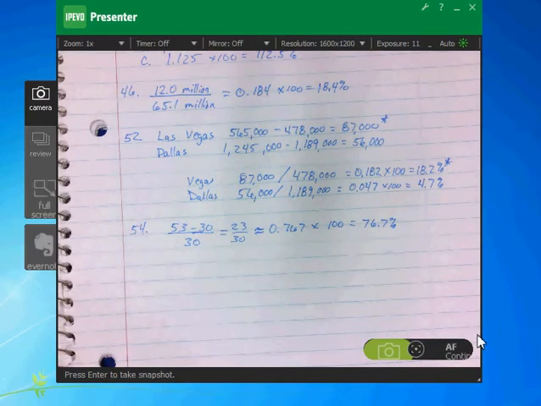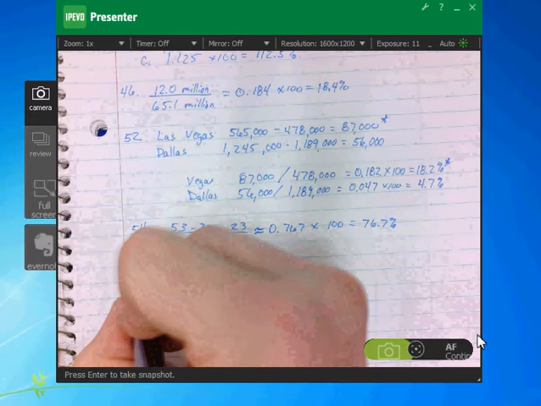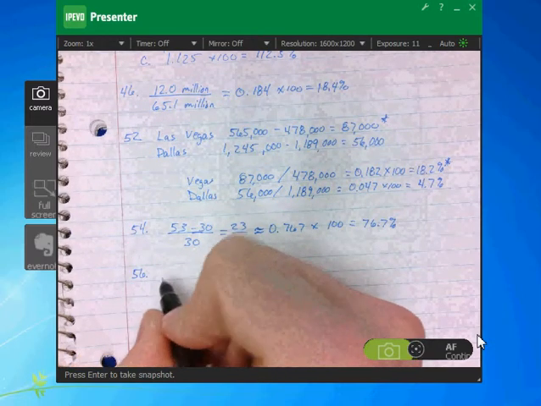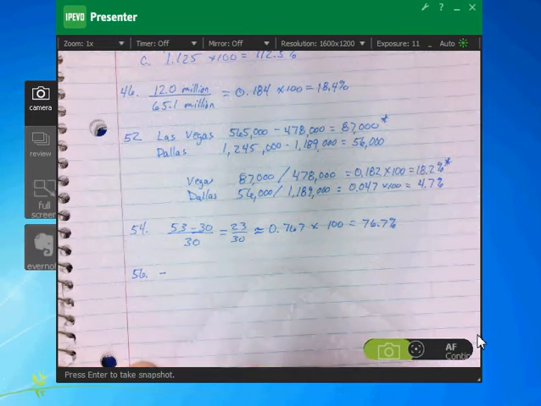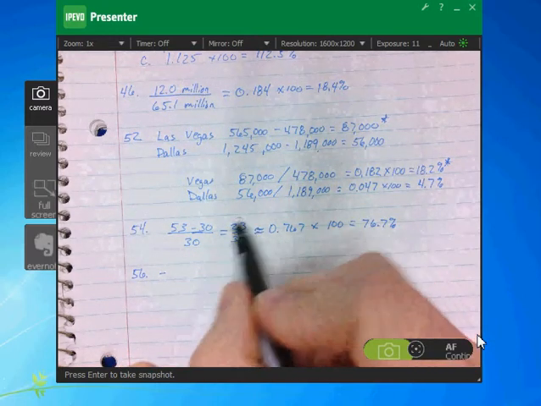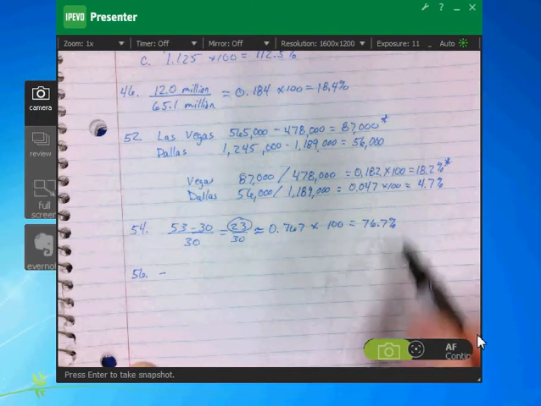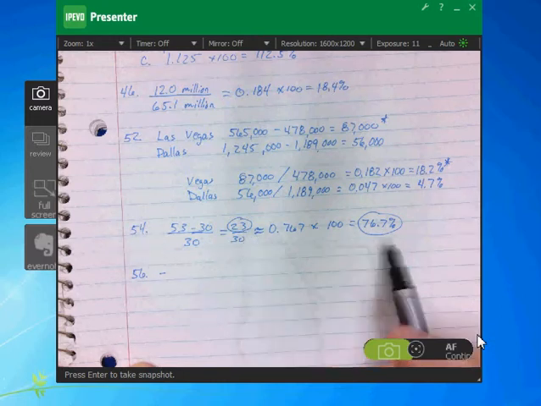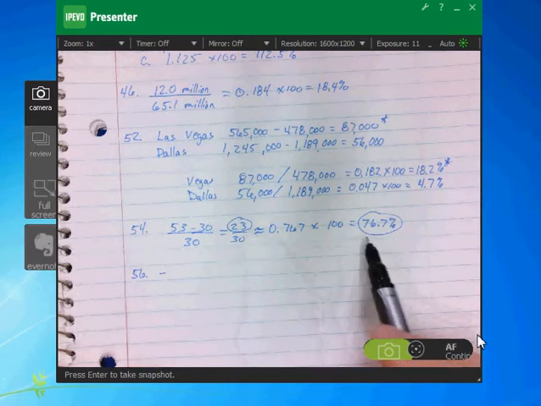Okay, 56 is again the same thing. I'm not going to do all those out, but this one we should end up with a, oh my bad, we were supposed to look for relative change and absolute change. So our absolute change would be 23, and then our relative change, comparing the two, is a 76.7%.